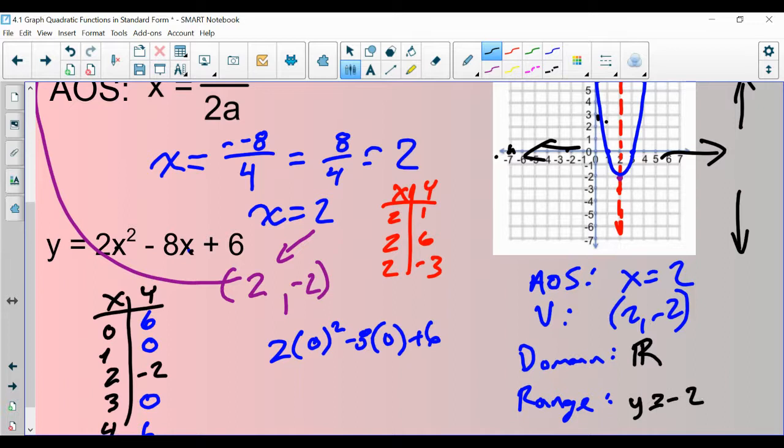You're going to pick up on this pattern here, that this value right here, the y value of your vertex, is also going to be reused every time for the range. The domain will always be all reals, and the y value will always borrow from the y value of the vertex. It might be greater than, it might be less than, but the number is always going to be the y value of that vertex.